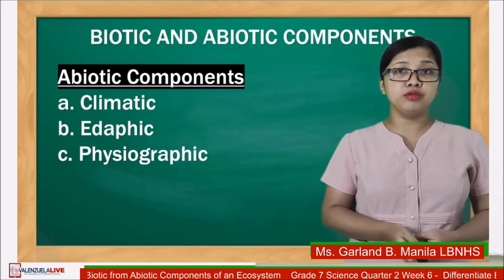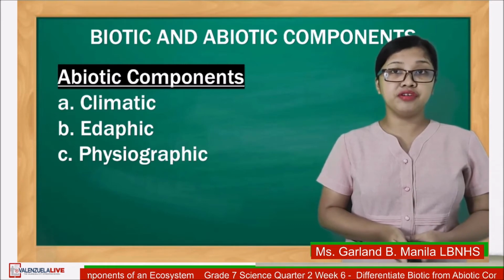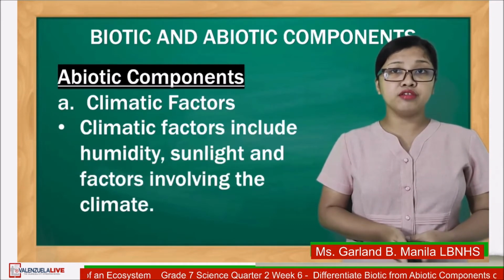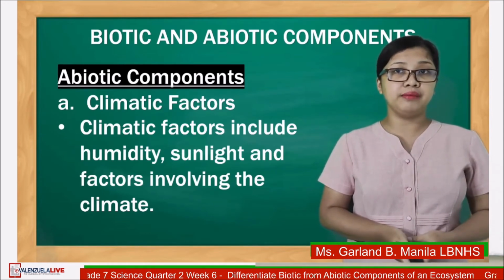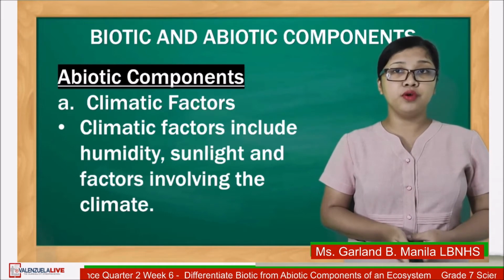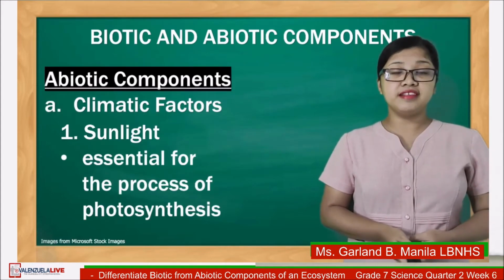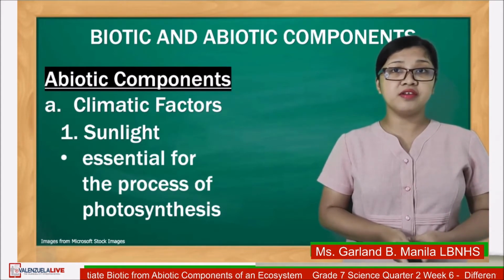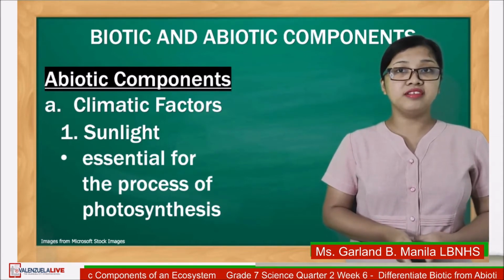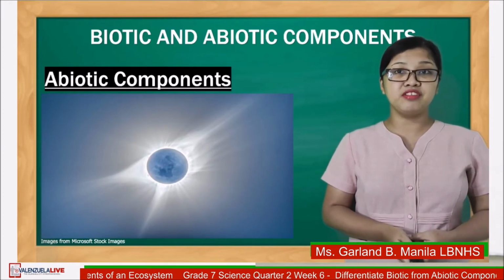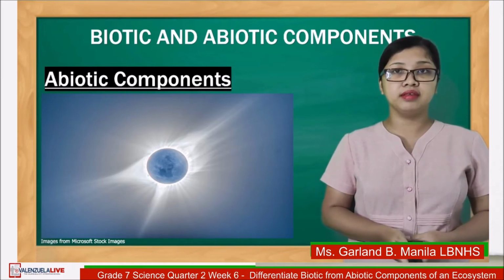Abiotic factors fall into three basic categories, namely climatic, edaphic, and physiographic. Climatic factors include humidity, sunlight, and factors involving the climate. Here are the other factors involved in the abiotic component under climatic factors. Number 1 is sunlight. It is essential for the process of photosynthesis. Producers, such as plants, rely directly on the sun. Organisms, such as animals, use light from the sun indirectly by consuming plants or other animals.